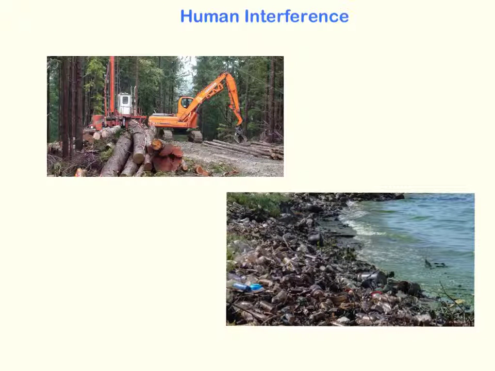Humans interfere with the hydrologic cycle by cutting down trees. This may reduce the process of transpiration and evaporation, and also can speed up water runoff.